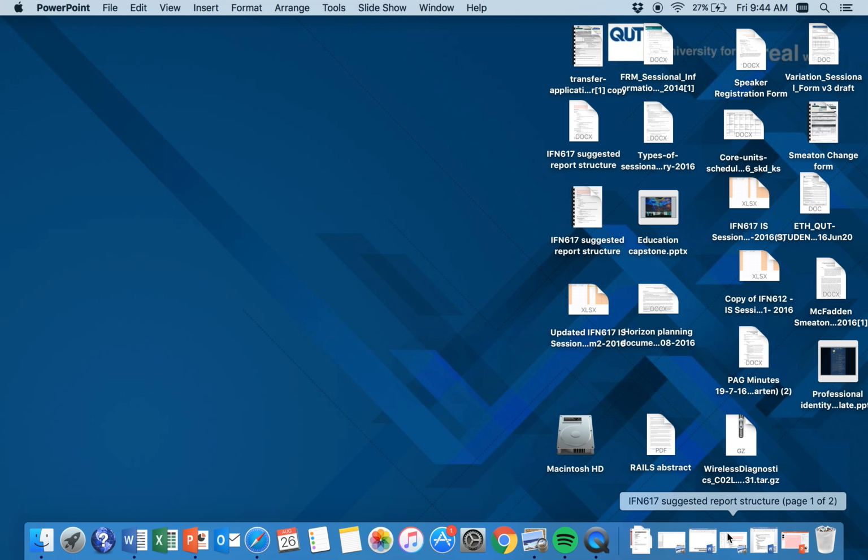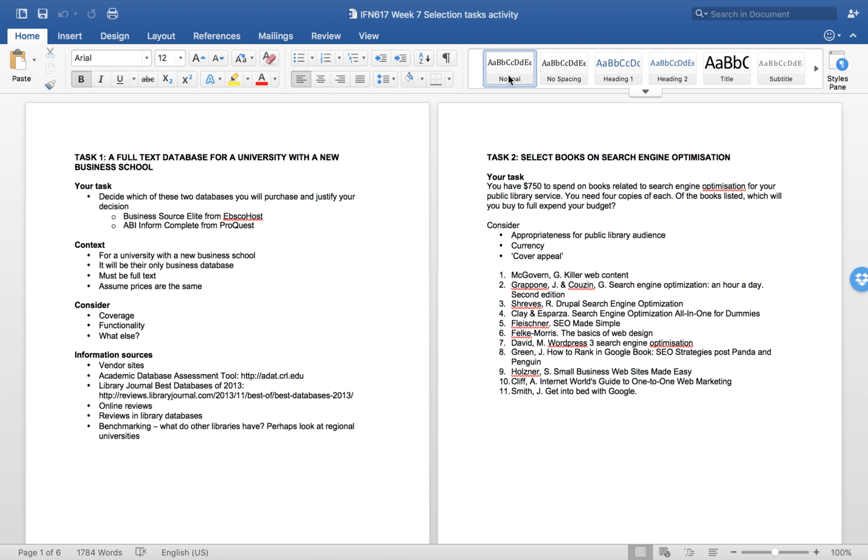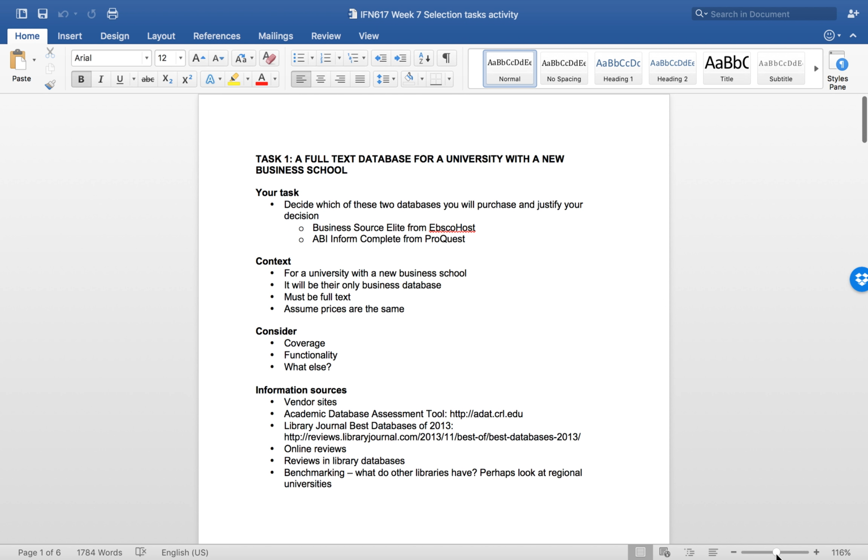So there's a selection task activity, and you can find this on Blackboard. If you go into, and it says week 7, but it's actually week 5, that's my error. If you go into the week 5 resources and under class where it says attend, you'll see that this file's attached. Okay, so there's a few different tasks for selection.